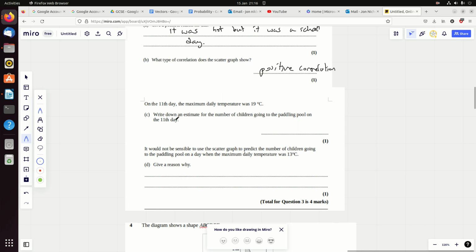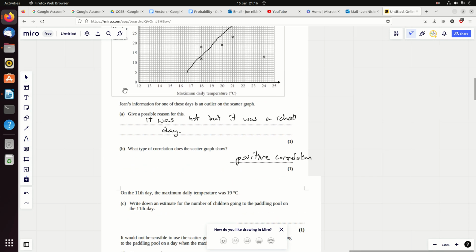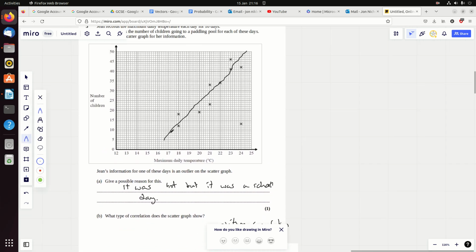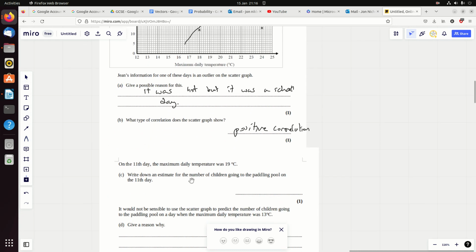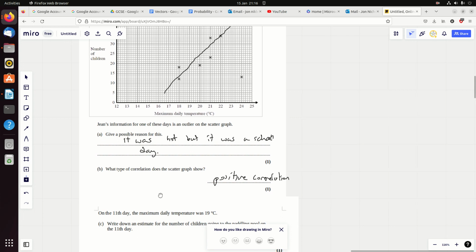And a line of best fit, well, write down an estimate for the number of children going to the paddling pool on the 11th day. So I'm getting slightly put off because somebody's trying to call me. Was there 11 children there that day? Is that what it said? On the 11th day.